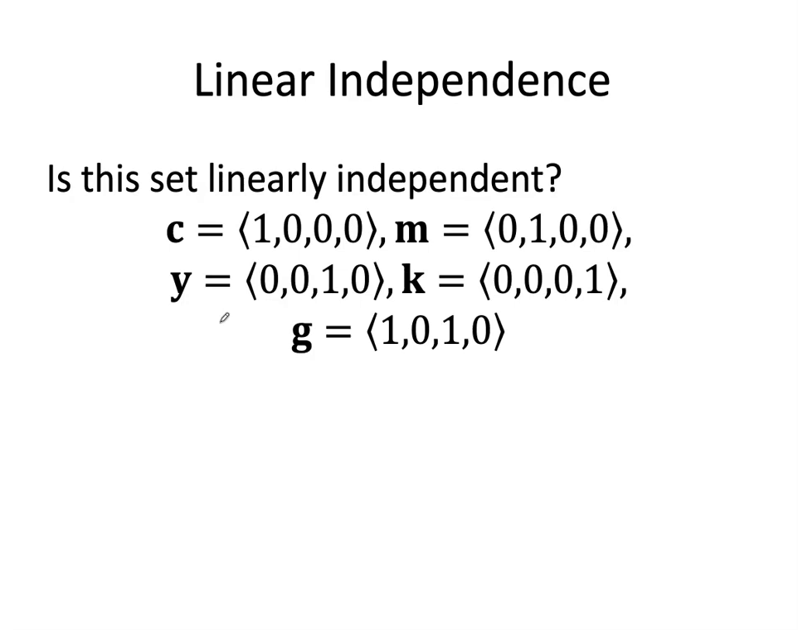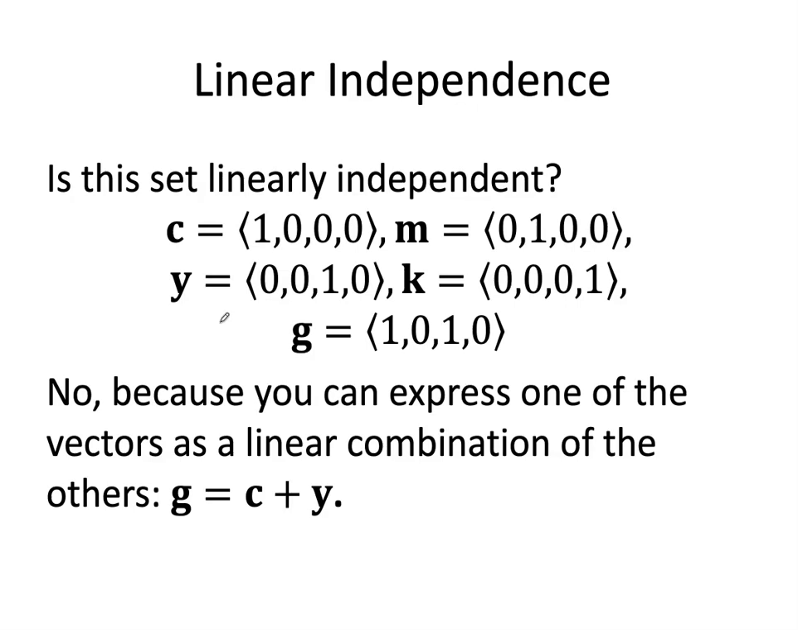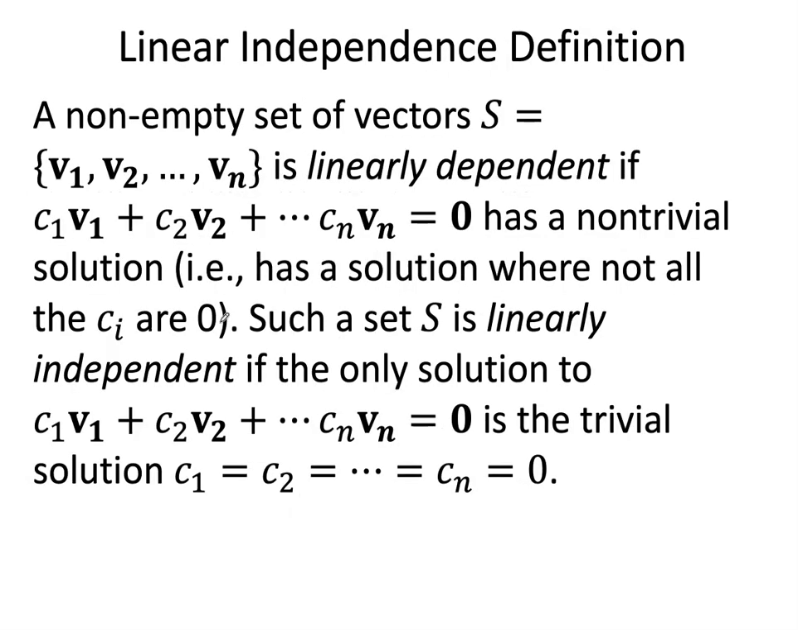Is this set linearly independent, CMYKG? No, because you can express one of the vectors as a linear combination of the others. G equals C plus Y. We saw that a moment ago. Here's the more all-encompassing definition of linear independence that works not just for sets of two or more vectors, but really sets of one or more vectors.